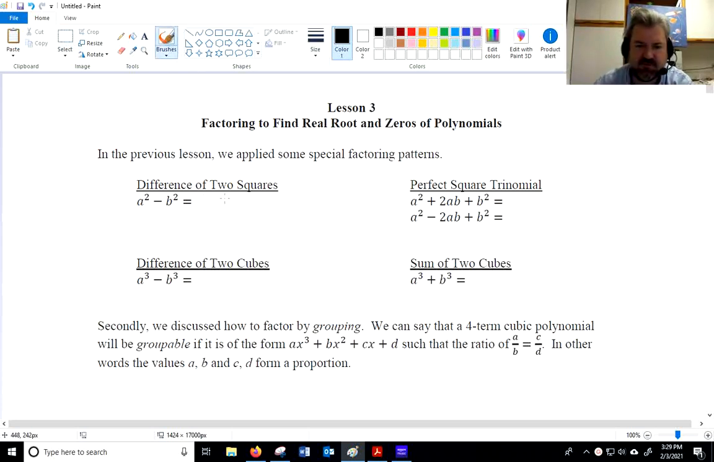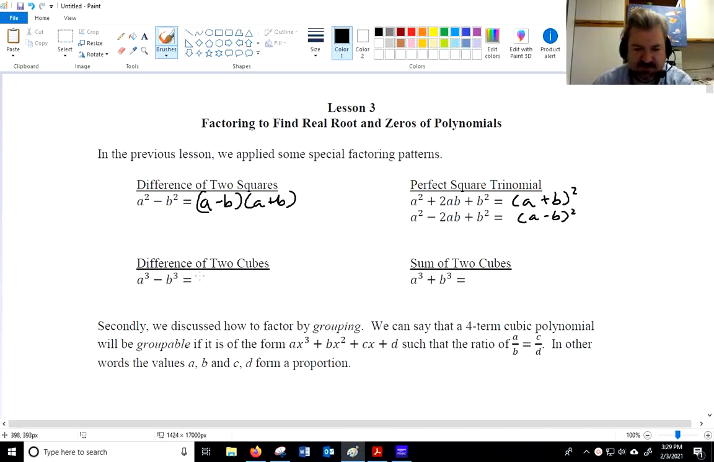We knew this before. We've seen this now for a couple of units. This is a minus b times a plus b. And this is our perfect square trinomial. This is a plus b squared. And this is a minus b squared.